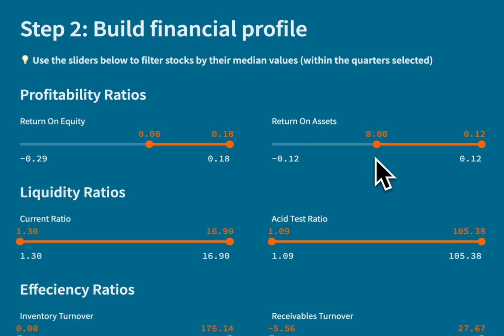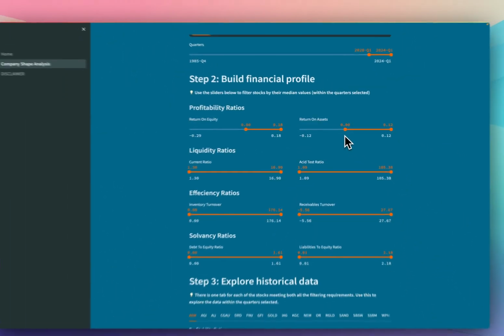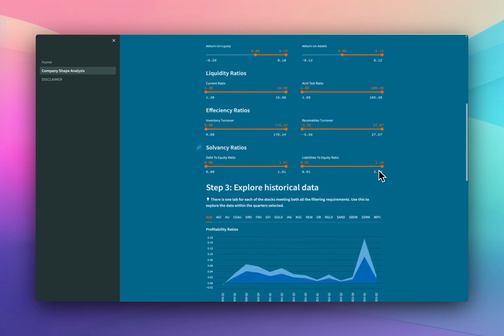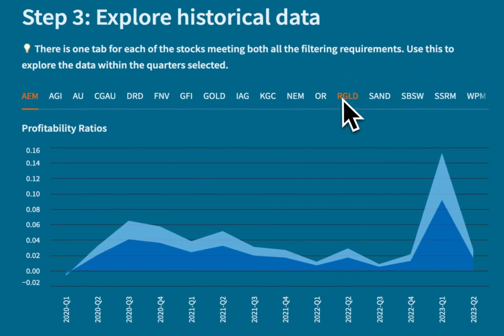What this means now is that I'm looking for stocks which have a median return on equity and return on assets that is greater than 0. Some quarters it might be negative, but generally they will all be positive. Now down below you can see a tab for each stock symbol that has passed our filtering.